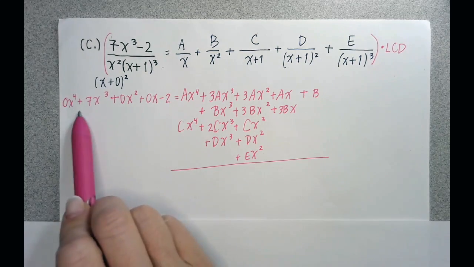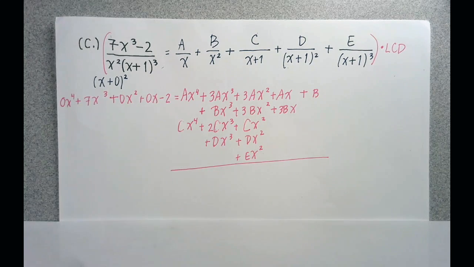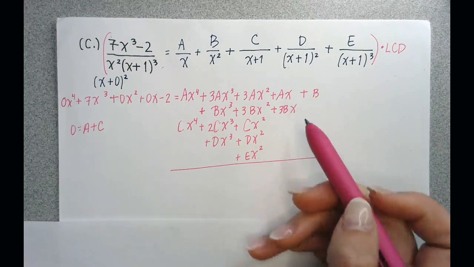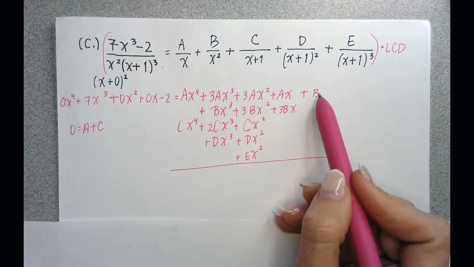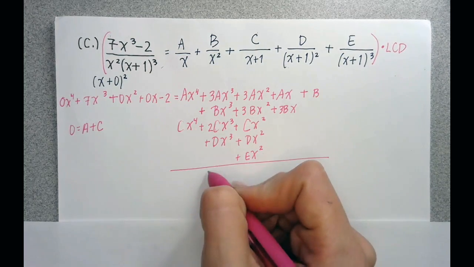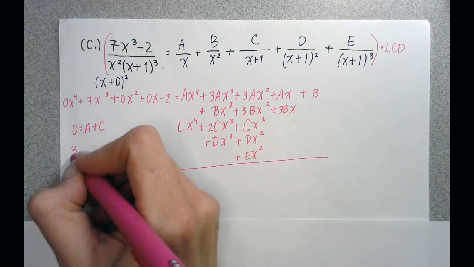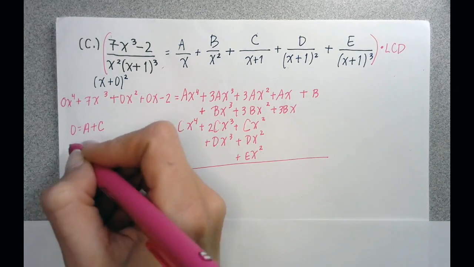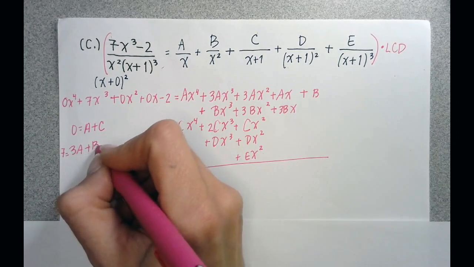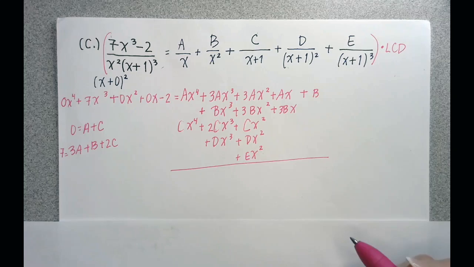So x to the fourth, what do we got? So I have 0 has to equal a plus c. Next. Ooh, over here, this one's kind of nice. I should just jump to that one. I guess I'll write them all out, though. 3a plus b plus 2c, sorry, 3a plus b plus 2c plus d.